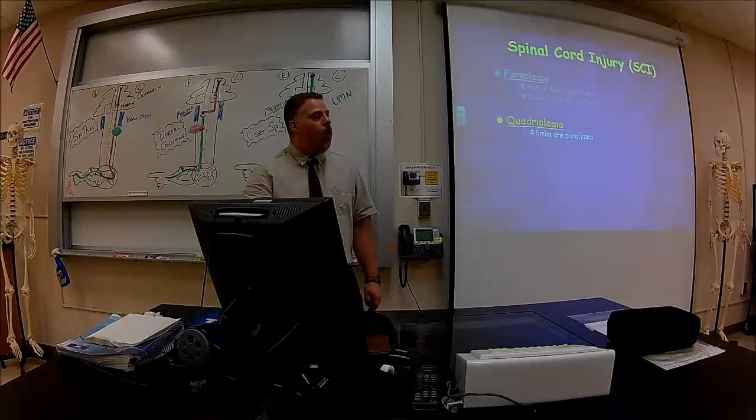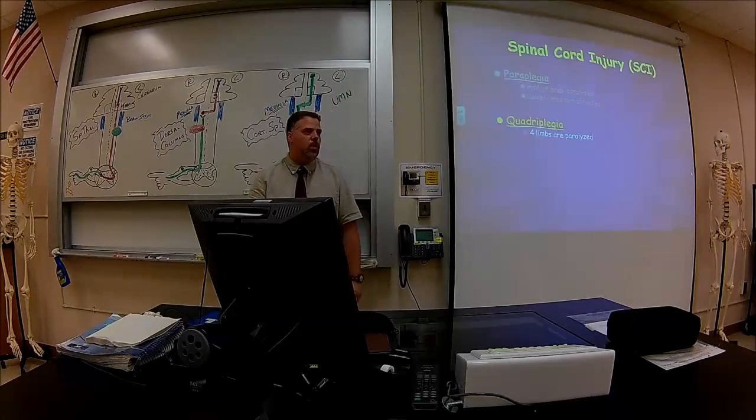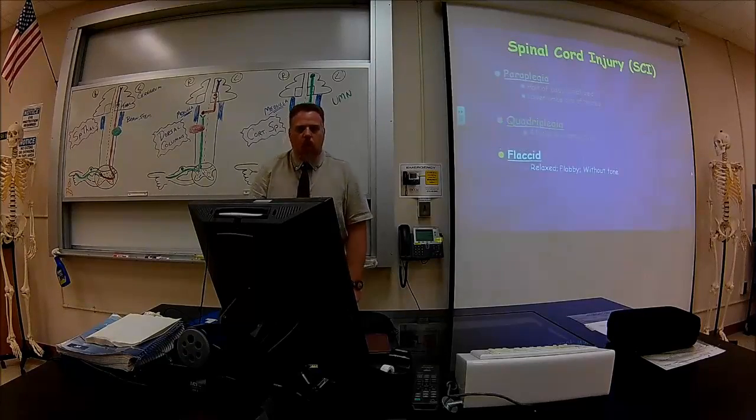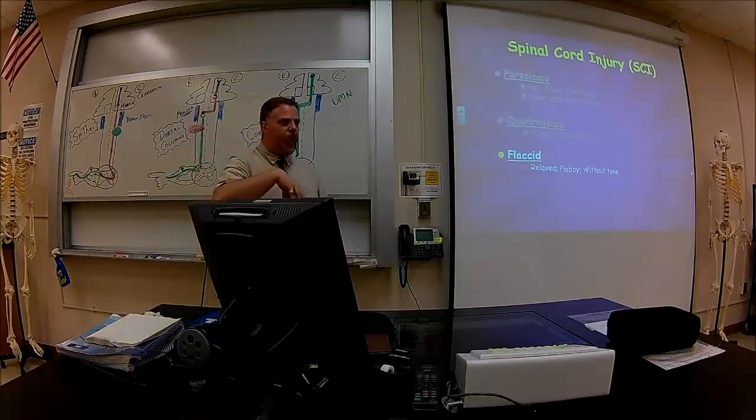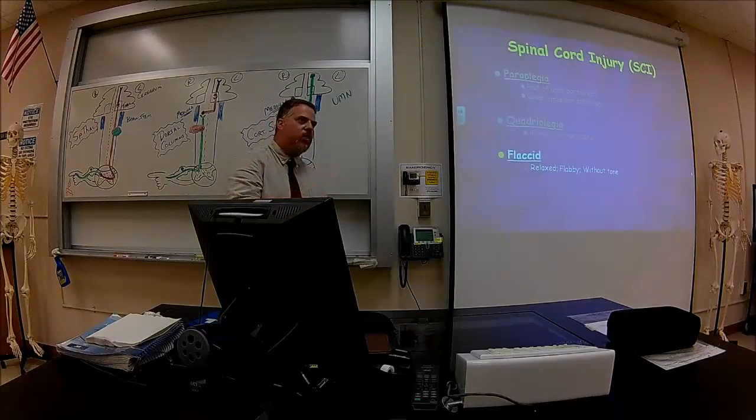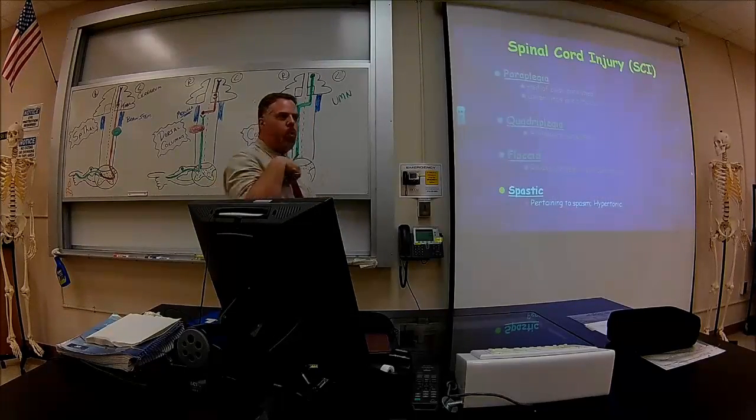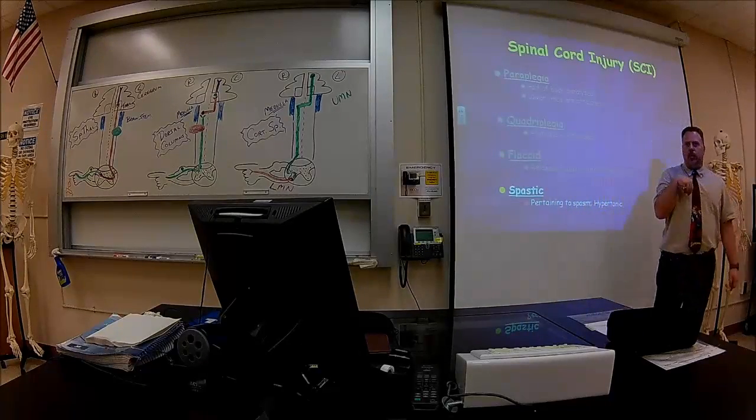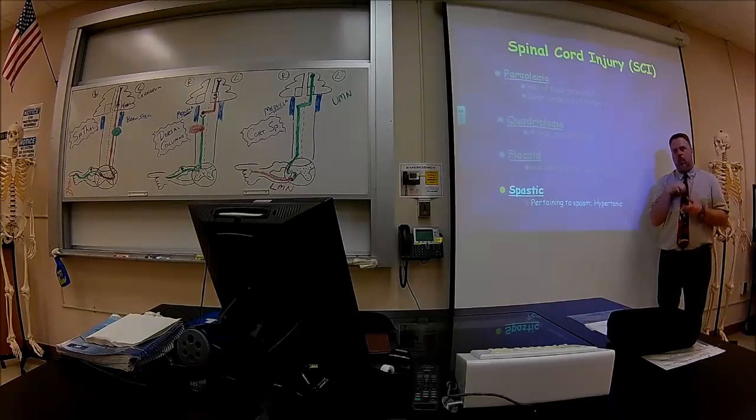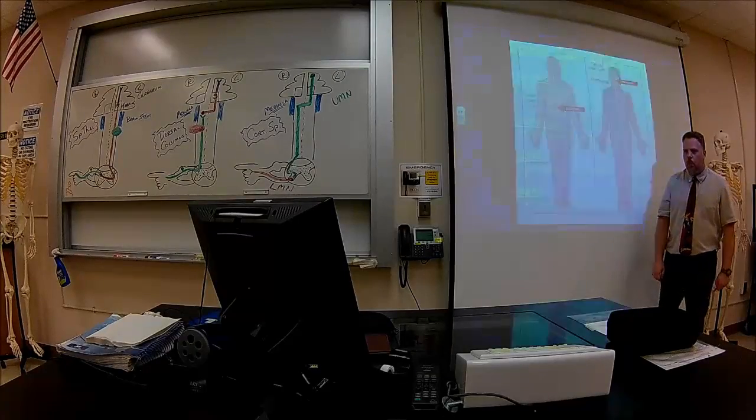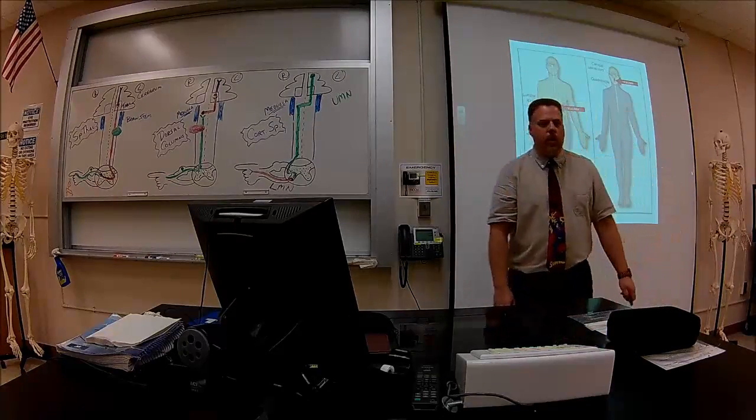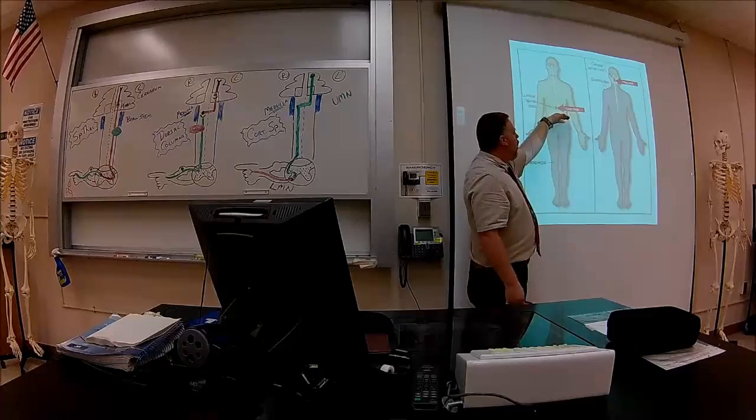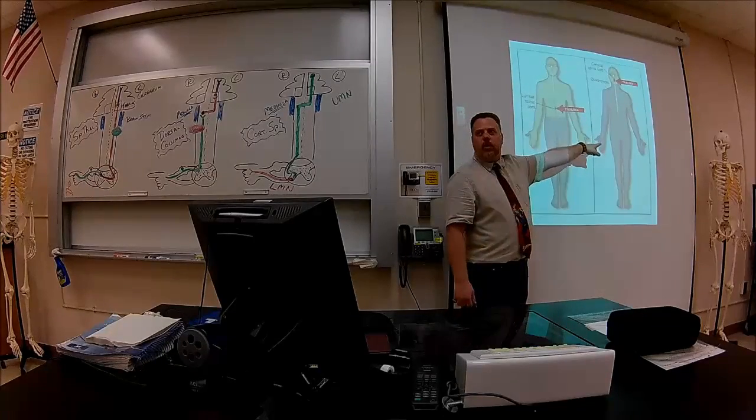Quadriplegia is 4 limbs are paralyzed. Much higher. Okay? Flaccid, we talked about this, flaccid. You can't move it, but it's flaccid, as opposed to spastic. You can't move it, but it's fixed. It's contracted. It's flexed, and it's hard to release that. So it's just showing you the difference between paraplegia and quadriplegia.